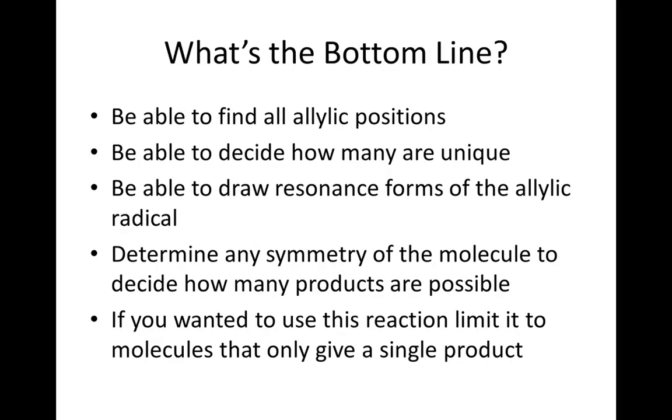And so we want to know, what can we do with all of this information? One of the things is that you need to be able to find all the allylic positions and figure out how many of them are unique and how many are different. You also need to be able to draw the resonance structure. So once you figure out which are the allylic positions, pick off the hydrogen, you have a radical, draw the resonance structure of the other end of that radical. And then once you can do that, you can draw the products and you can figure out how many molecules you really are making.